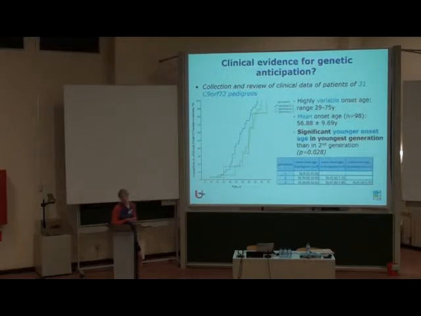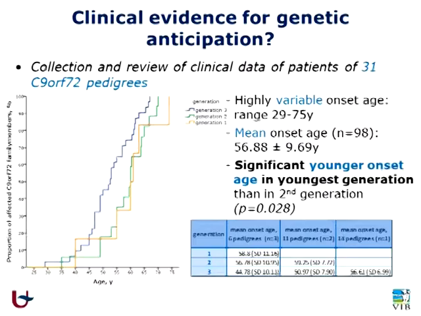So then I come to my work, the clinical evidence for genetic anticipation. To study this, we collected and reviewed clinical data of about 31 C9orf72 pedigrees, and we saw there a mean onset age of about 56 years, with a high variability ranging between 29 and 75 years of age.